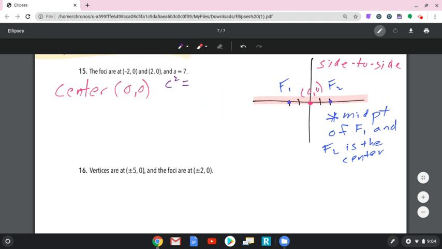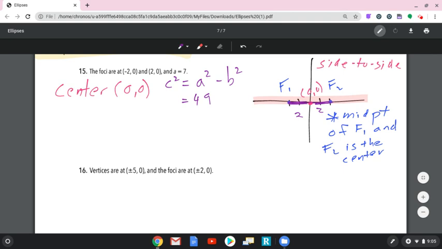C squared is equivalent to A squared minus B squared. I know A squared is 49 because that's 7 squared. Do I know C squared? Now remember, C is our magic distance. It's the distance between the center and the foci. So if I look at this, this is my magic distance right there. That is C. The distance between the center and the foci is your magic distance.